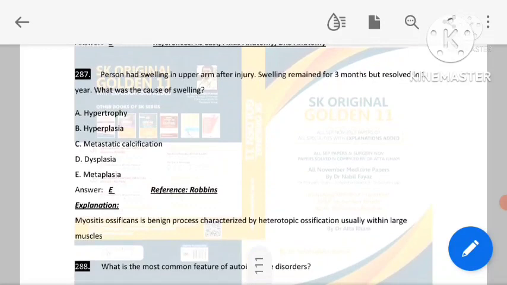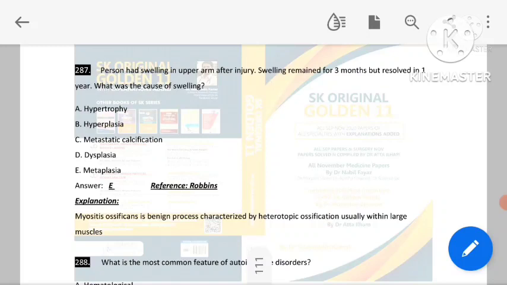Point number 287, a person had a swelling in the upper arm after injury. Swelling remained for 3 months, but it resolved in 1 year. What is the cause of the swelling? It is myositis ossificans, that is metaplasia. Metaplasia or myositis ossificans.